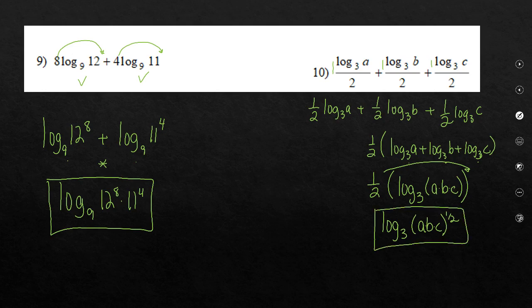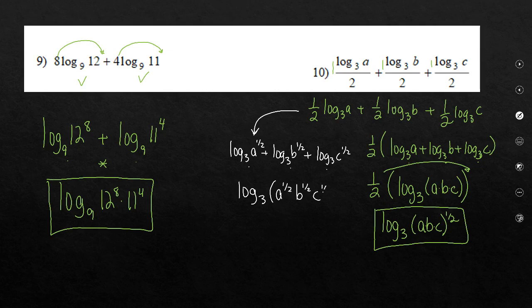The other thing you could have done, I'll just show you very quickly off to the side, and we'll put this in another color, is you could have gone through and applied the power to each term. So log base 3 of a to the 1/2 plus log base 3 of b to the 1/2 plus log base 3 of c to the 1/2. Then recognize they all have the same base being added, so we can condense them into one log base 3 of a to the 1/2, b to the 1/2, c to the 1/2.